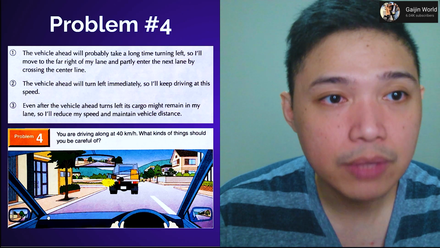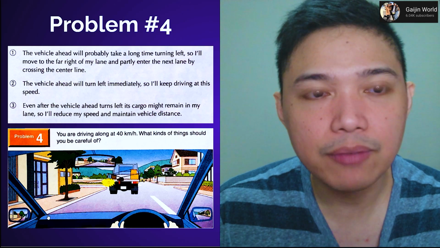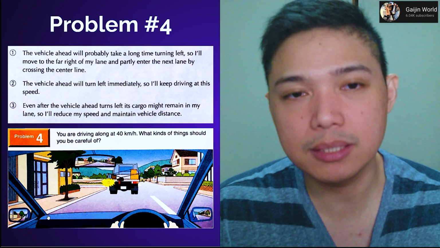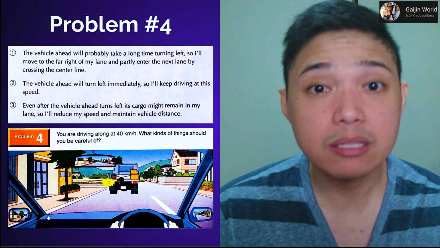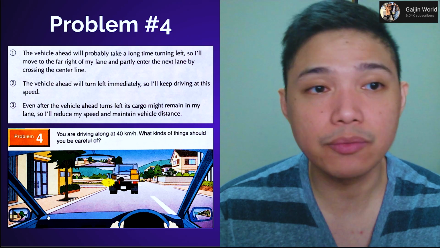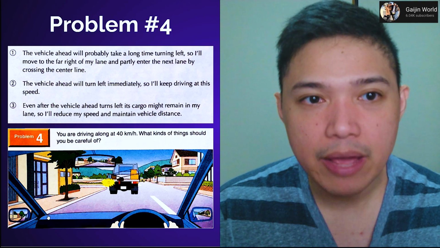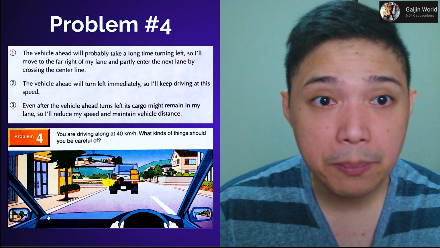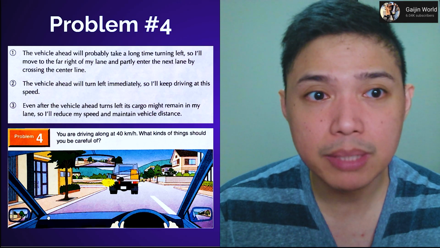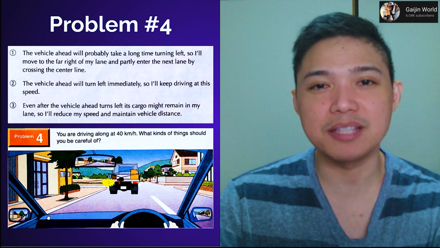Number two, the vehicle ahead will turn left immediately, so I'll keep driving at this speed. I think that's false. Number three, even after the vehicle ahead turns left, its cargo might remain in my lane, so I'll reduce my speed and maintain vehicle distance. I guess this is true.